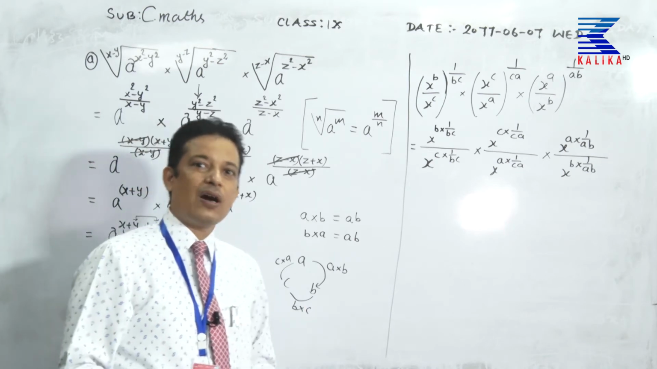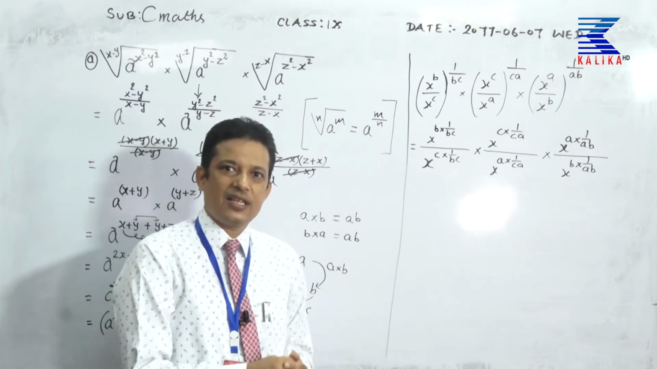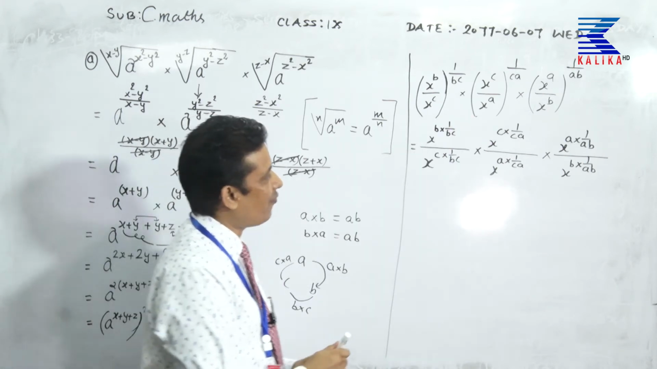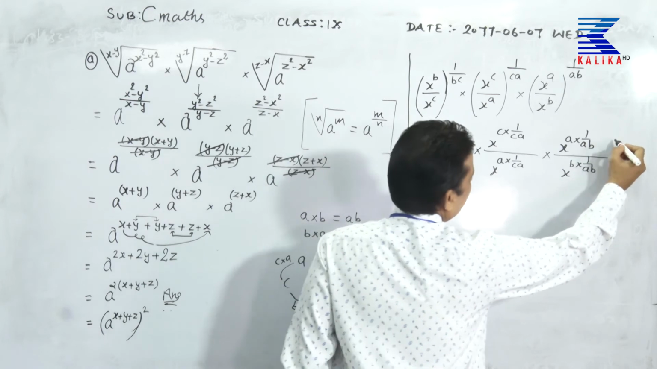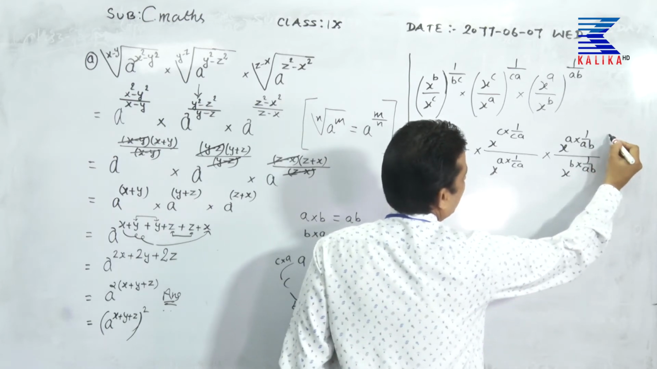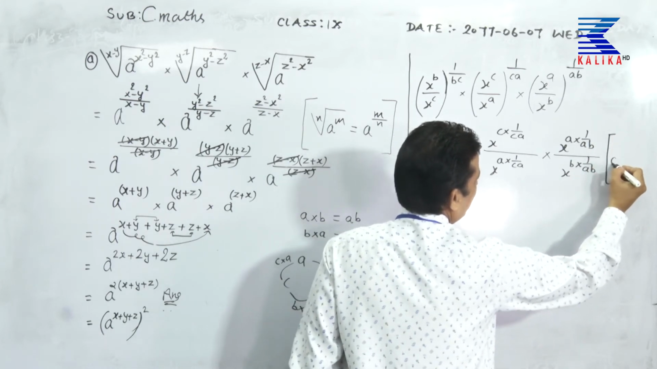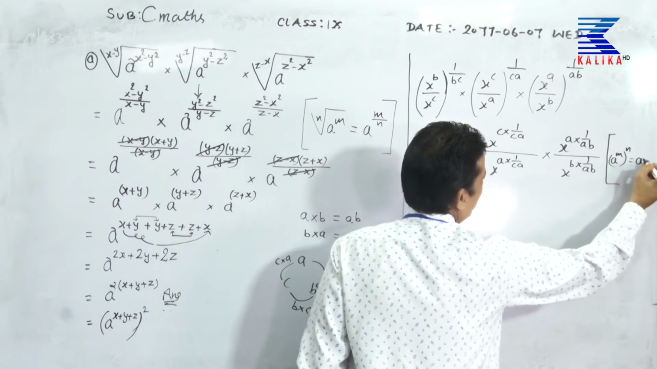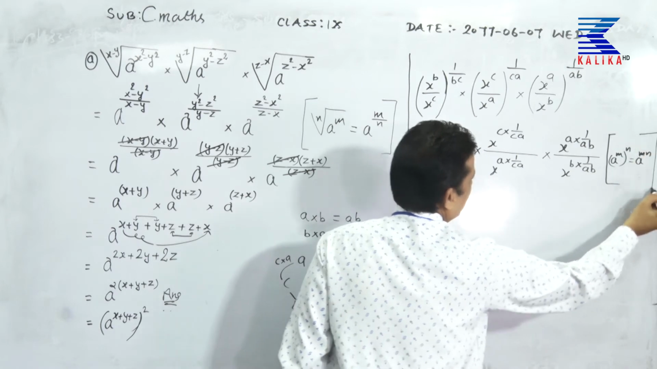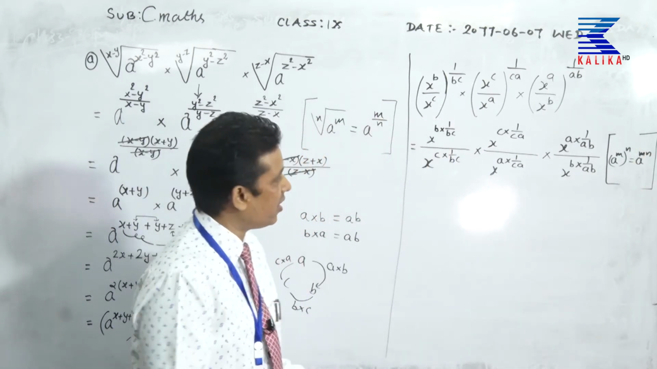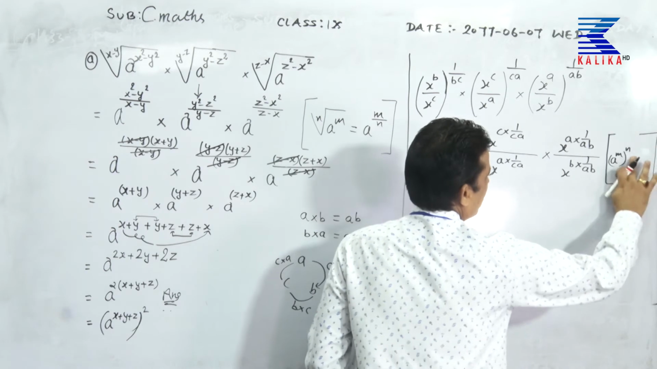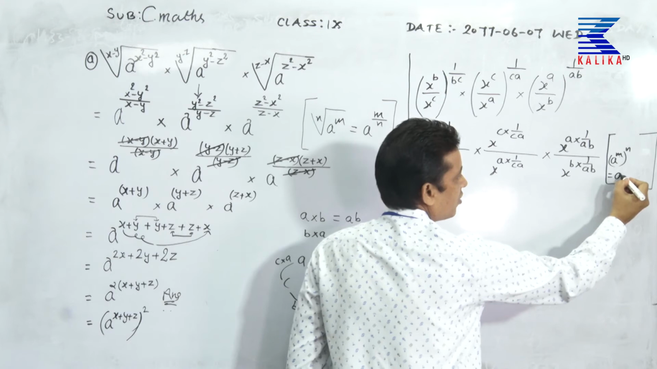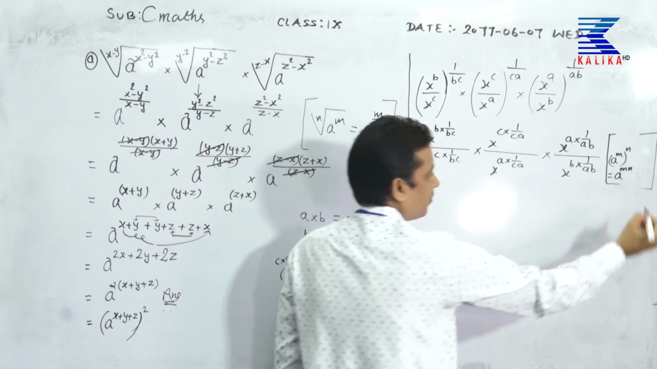When we raise a power to a power, then both powers are multiplied, and the fact we have used in this step, let me write here, is a to the power m whole to the power n is equal to a to the power mn. This fact is used there. I think it is not seen clearly. A to the power m whole to the power n is a to the power m into n.